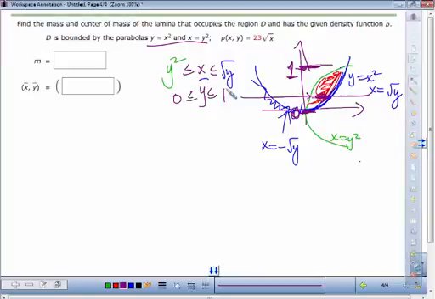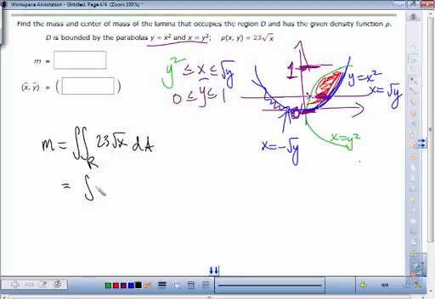One gets us our mass. The second one gets us our x bar. The third one gets us our y bar. So the mass is equal to the double integral over R of the rho function, 23 root x dA. Now, 23 is constant. We can move it out or leave it in. It doesn't really matter. I'm more concerned about how the integral is going to set up.